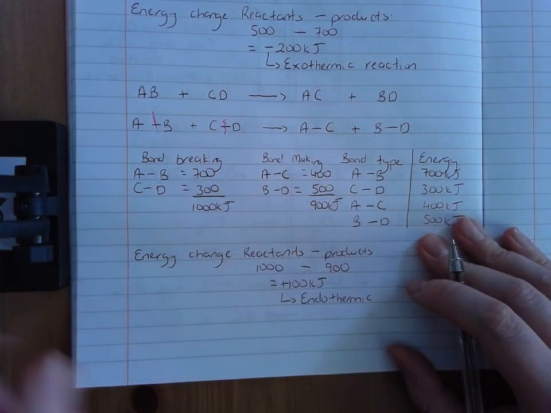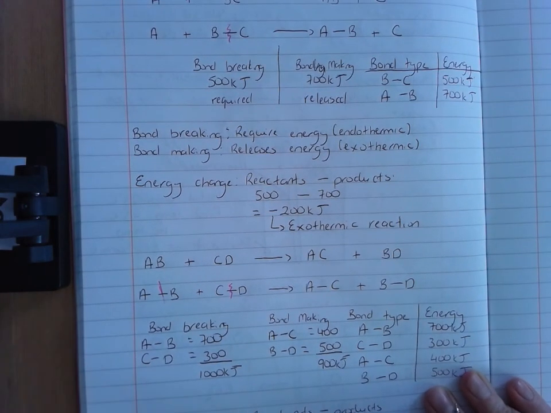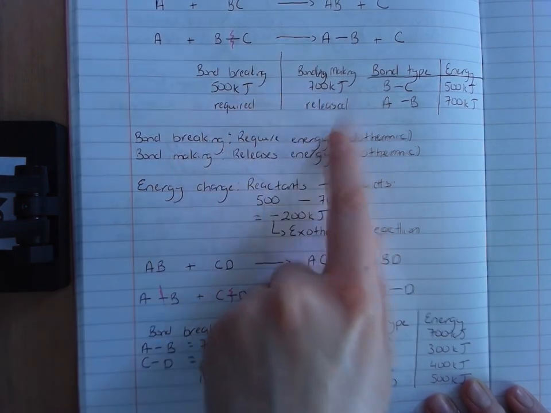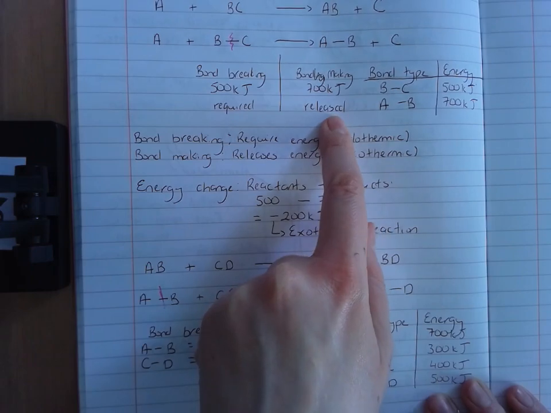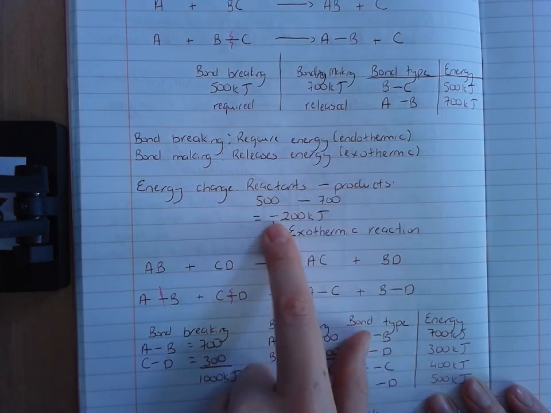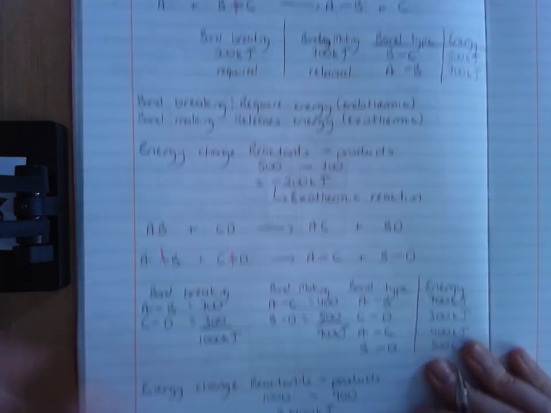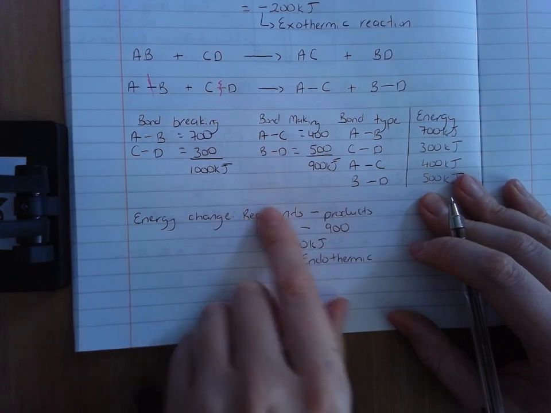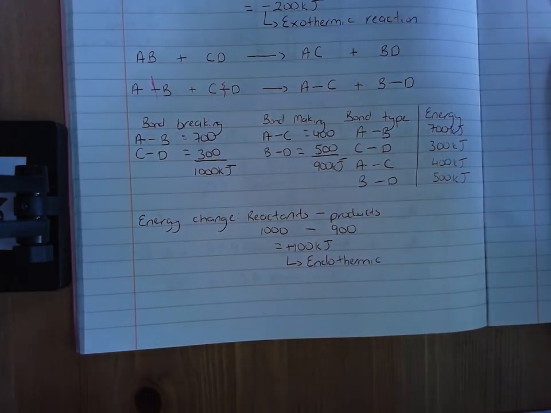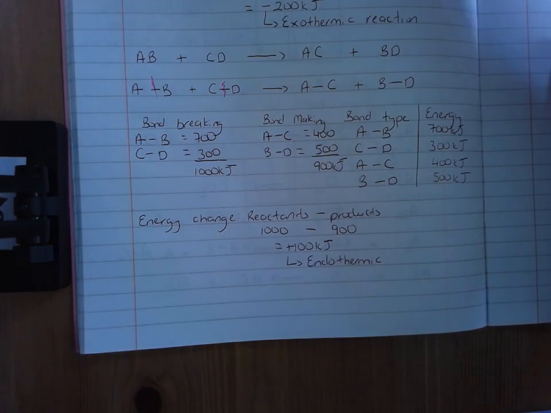That means it's endothermic. In the above reaction, you had to put less energy in to break the bonds than you got released when new bonds were made. So overall, energy was being released. Because energy is being released, according to this equation, you get a negative value. That tells me it's exothermic. Down here, using this equation, I get a positive value, and that tells me that it's endothermic.